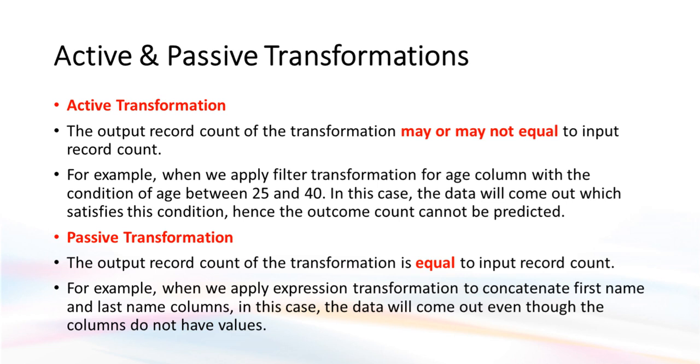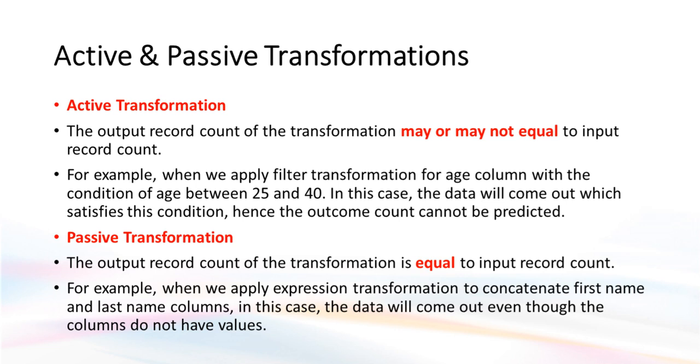But now in the source table, I have 10 records, and maybe some employees' salaries are less than 30,000. So those records will not be updated in the target table. In that case, maybe the target table contains fewer records, so their count will not match. Those kinds of transformations are called active transformations. Sometimes the counts may or may not be equal. That is basically called active transformation.